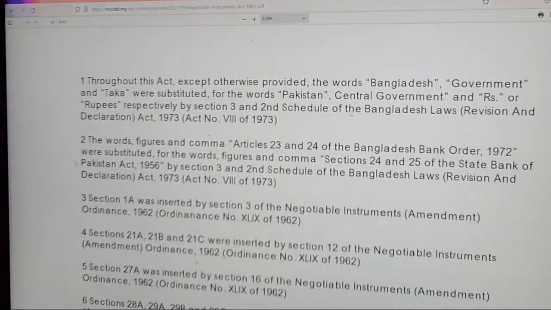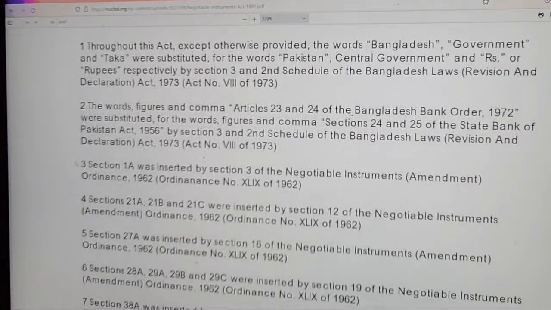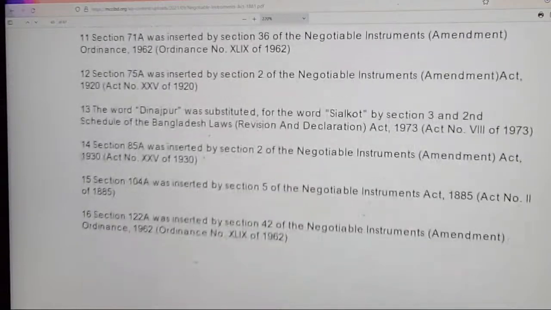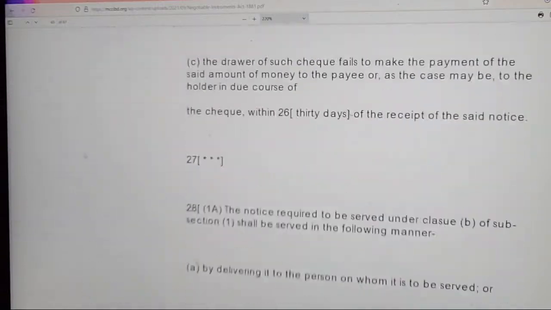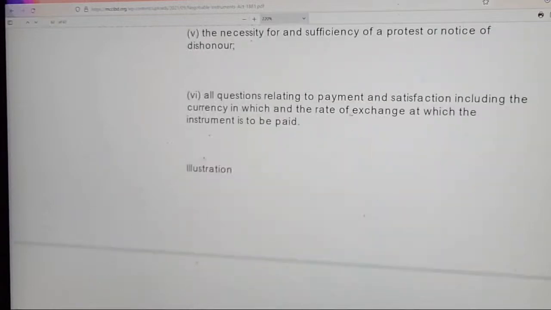Throughout this act, except as otherwise provided, the words Bangladesh government and the Taka were substituted for the words Pakistan central government and rupees, respectively, by section 3 and 2nd schedule of the Bangladesh Laws Revision and Declaration Act of 1973, Act number 8 of 1973. So as you can see, this is the Bangladesh one for negotiable instruments, but you can find it in every state. You have one that has a Negotiable Instruments Act.